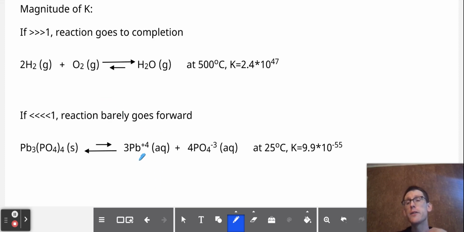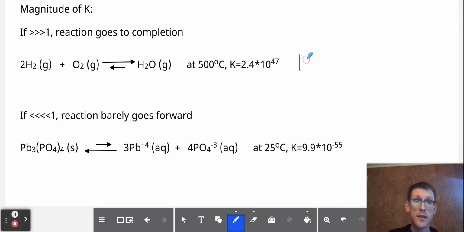And one final note, the magnitude of K. What does K even mean? Well, if K is very, very big, if it's much bigger than 1, that means the reaction essentially goes to completion. And an example of this is if we have hydrogen and we have oxygen and we mix them together at 500 degrees Celsius, the equilibrium constant is enormous, on the order of 10 to the 47th power.